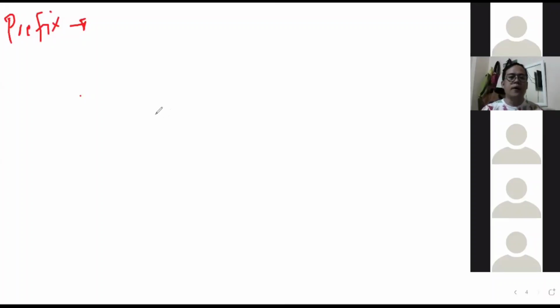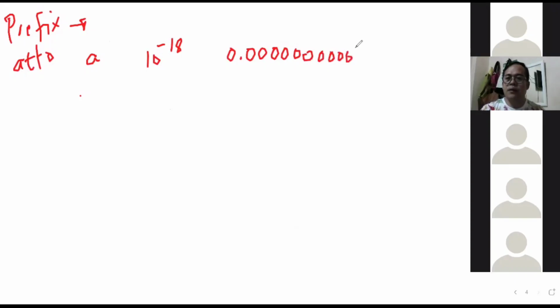physics. From the smallest to the largest, the first prefix is atto. Atto has the symbol A, and that is 10 raised to negative 18. So 0.000000000000000001, counting 1, 2, 3, 4, 5, 6, 7, 8, 9, 10, 11, 12, 13, 14, 15, 16, 17, 18.